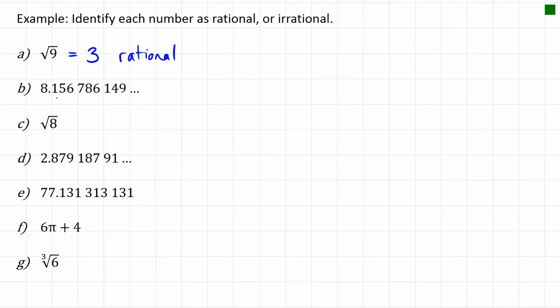8.156786149. What we see is no repetition in those decimals, so this is irrational. The square root of 8. 8 is not a perfect square, so this is irrational.